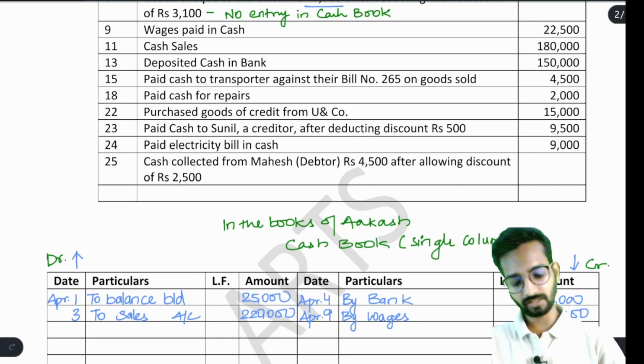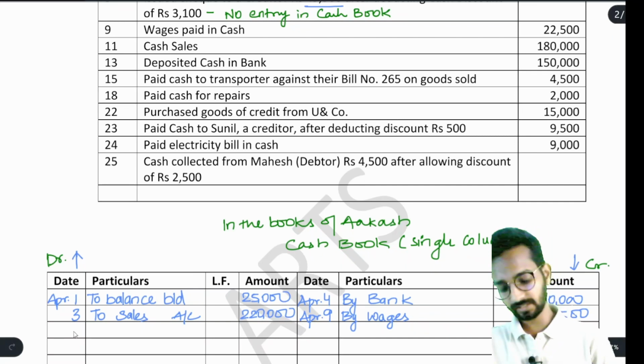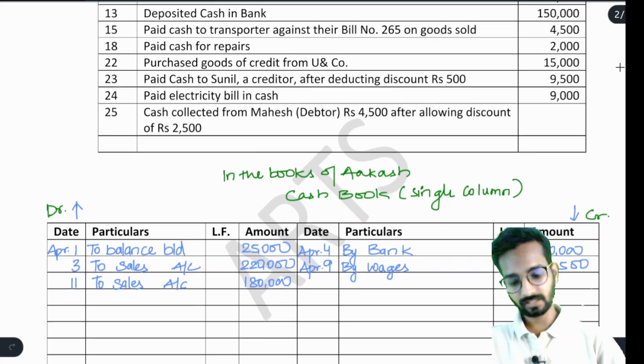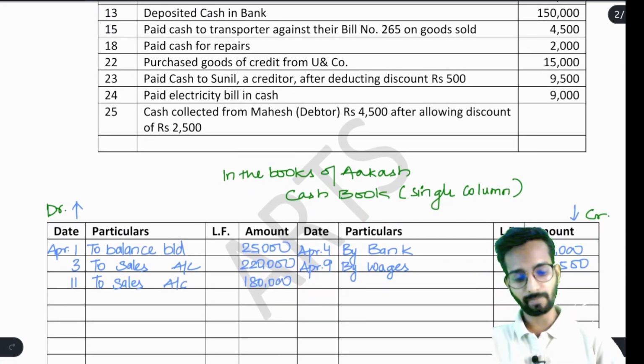After that on 11th April, what is it? Cash sales April 11 to sales account. How much? 1,80,000. Now after that cash sales is done. Now deposited cash in bank, again 1,50,000. My bank balance will increase by bank 1,50,000.